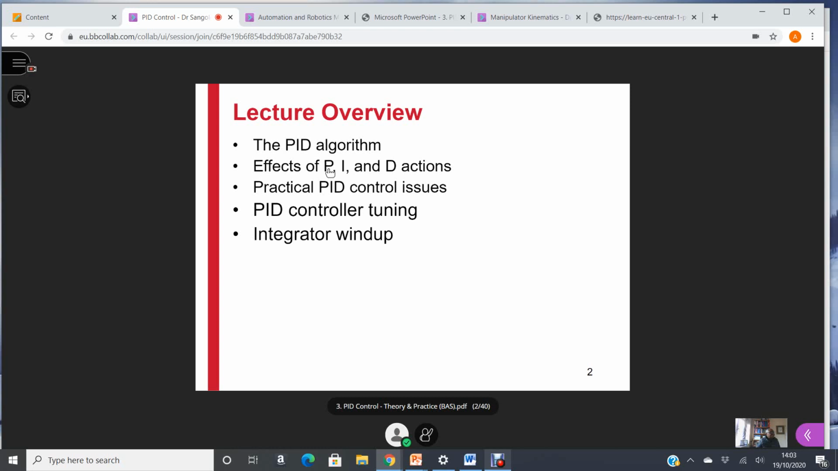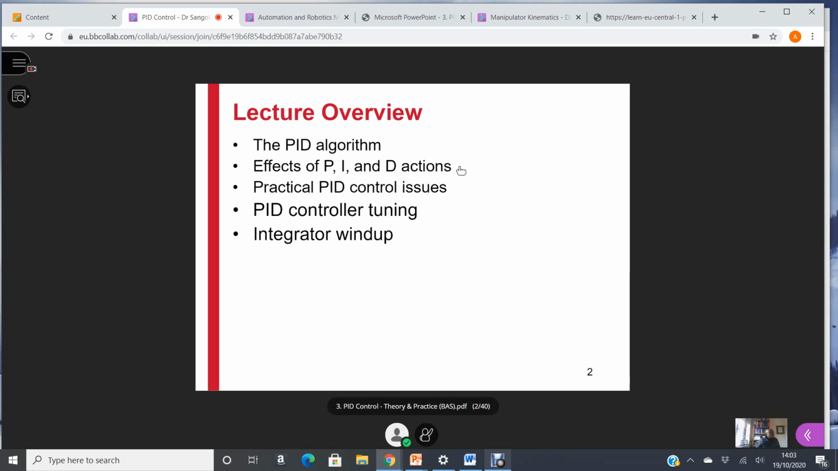So you say P controller, or sometimes proportional and integral, so you say PI controller, or P and D, which is then PD, or if all three reactions are needed, then you have your PID. Okay? So you can drop terms as and when you need to.